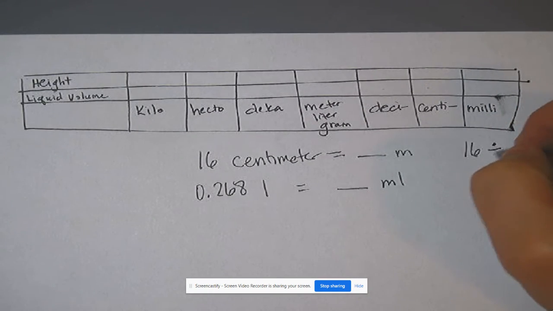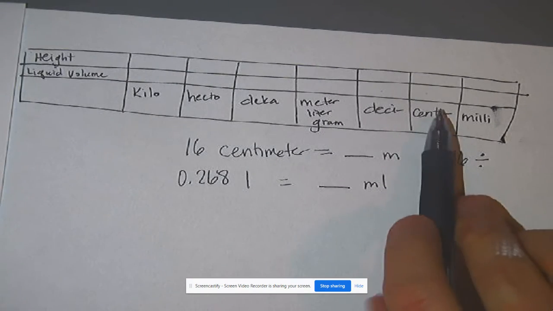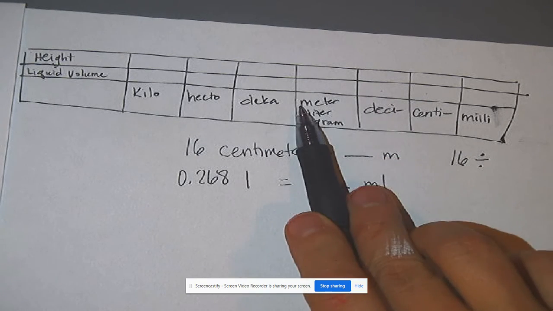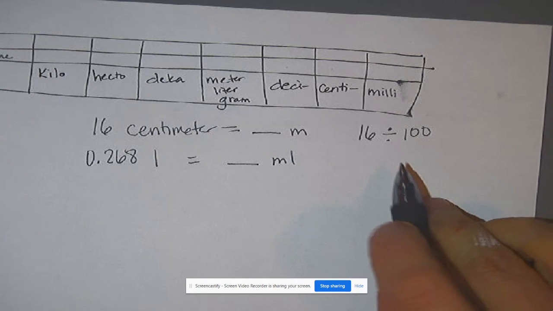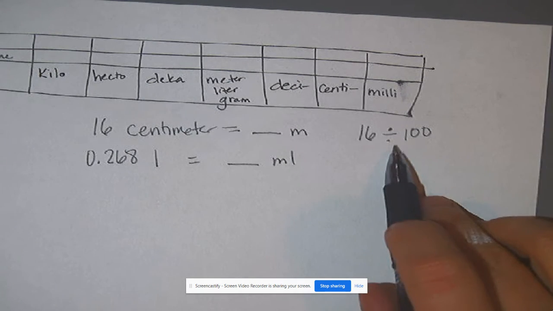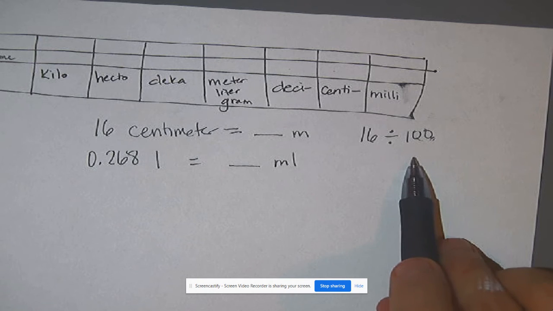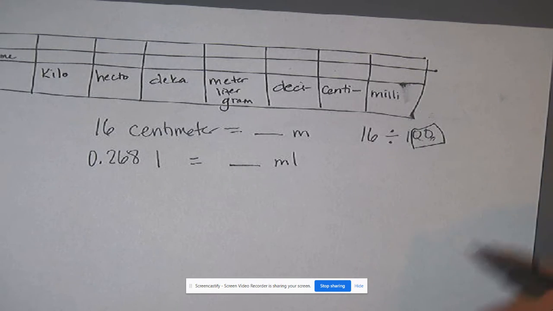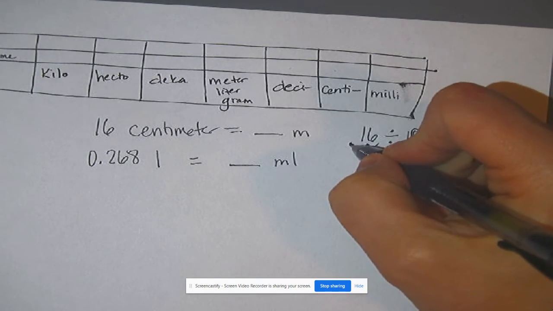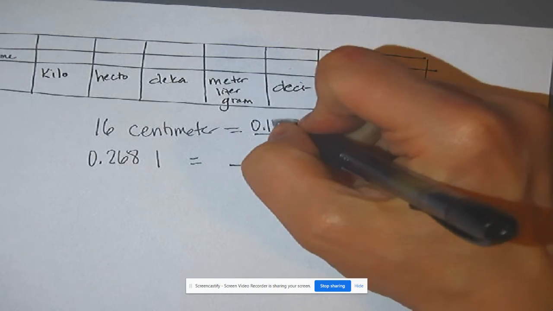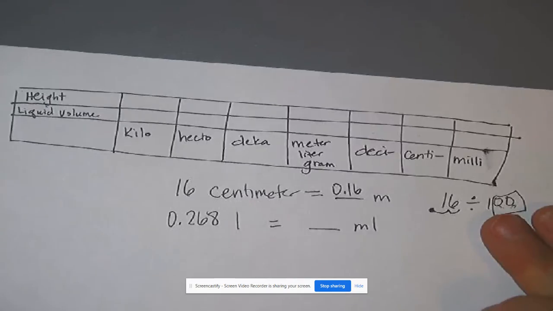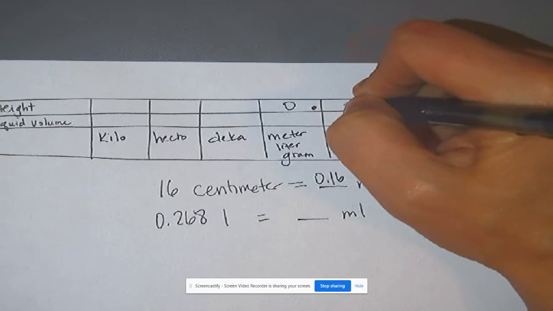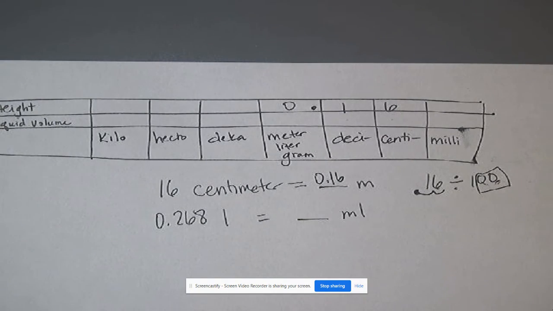So 16 divided by, well, we're going from centimeters to meters. So 10 times 10 is 100. Well, we learned last time, if we divide by 100, our answer is going to get smaller, so our decimal is going to go to the left. How many times? Twice. So 1, 2. So 16 centimeters equals 16 hundredths. So when you are doing your assignment online, you're going to write this and put a decimal there and do it just like that. Okay?